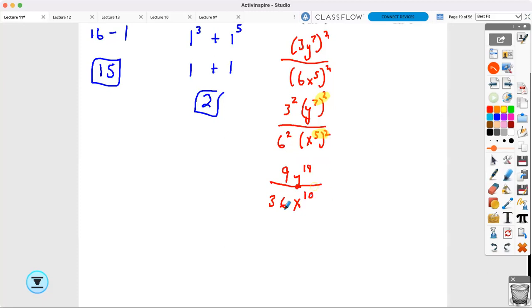But take a close look at 9 and 36. That can be simplified even further. 9 goes into 9 one time. 9 goes into 36 4 times.